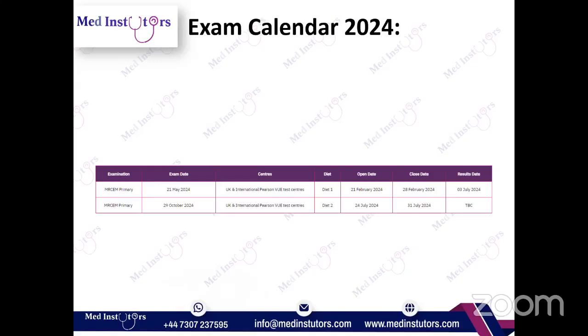But when will the window start? The opening window for the booking of the exam will be between the 21st of February and the 28th of February, one week. So from the 21st of February 2024 to the 28th of February 2024, the RCEM website, the Royal College of Emergency Medicine website, will open up their registration process through which you can apply and book your exam.